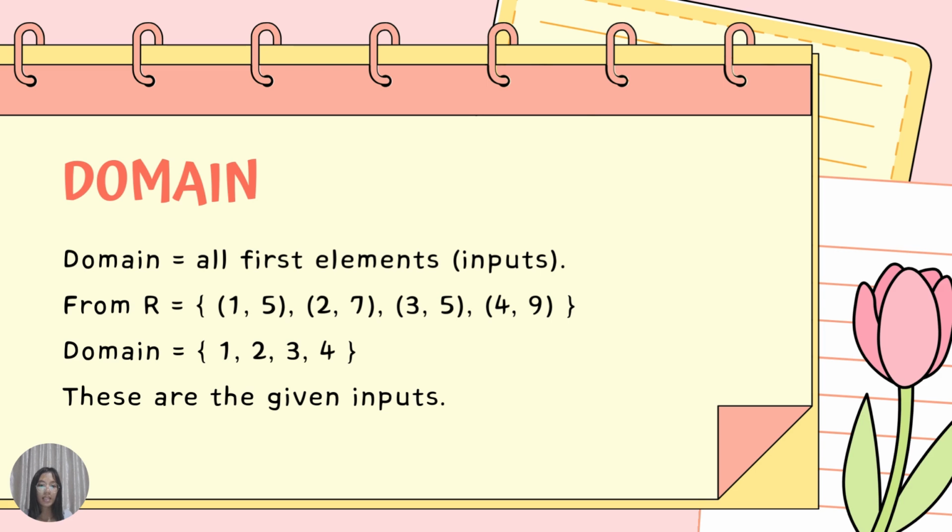Now, let's identify the domain. The domain includes all first elements in the ordered pairs. From our relation R, the domain is 1, 2, 3, and 4. So these are the inputs. They are the starting points of every pair.